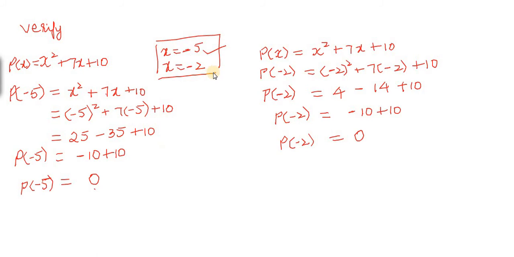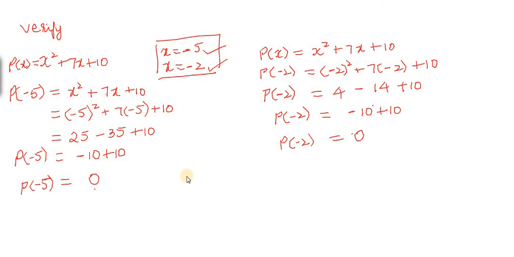Similarly, one more value we got, right? That is x is equal to minus 2 in p of x, x square plus 7x plus 10. I applied x is equal to minus 2 here. So minus 2 whole square is 4, then 7 times minus 2 is minus 14, then plus 10. So 4 minus 14 is minus 10, plus 10. Minus 10 plus 10 cancel, and we remain with 0. Therefore x is equal to minus 2 is also a zero of the polynomial.